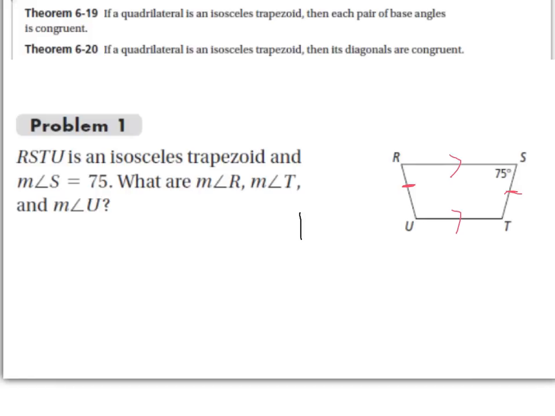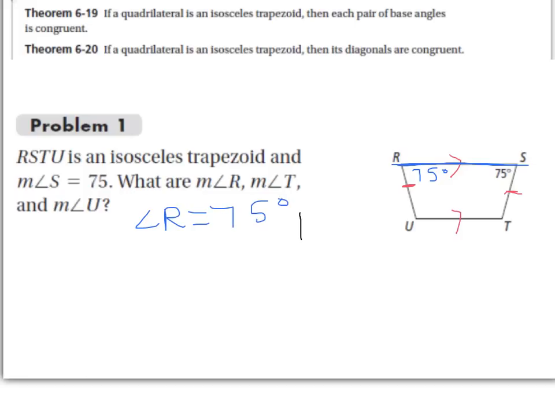It's asking me for all my different side lengths, or my different angles. So my base angles are going to be congruent. Here is one parallel side, so that means the other angle created by the other leg is also going to be 75 degrees. So angle R is going to be equal to 75 degrees.